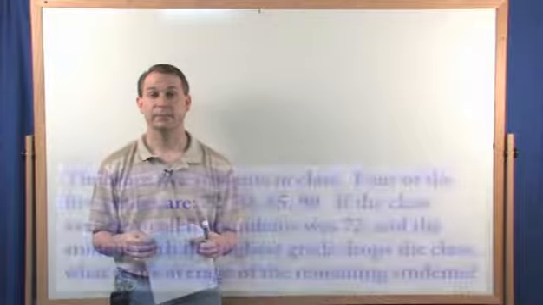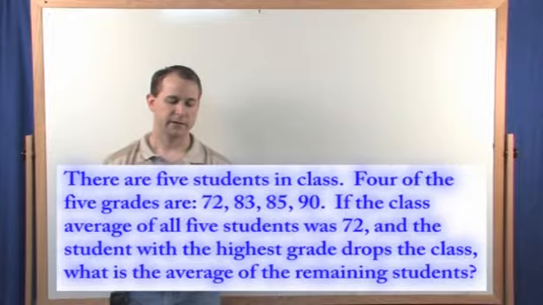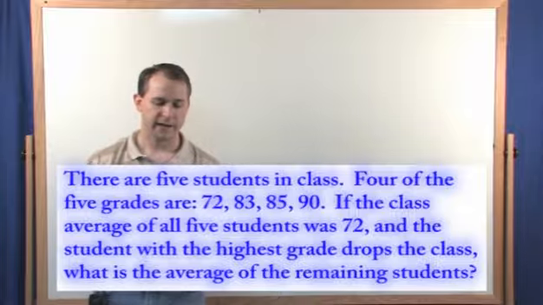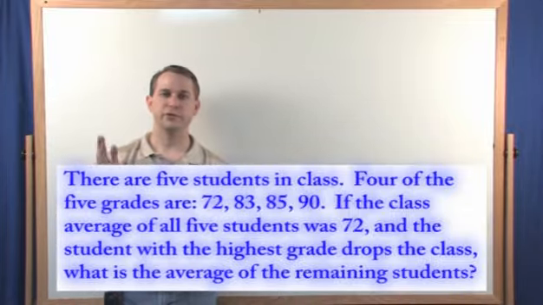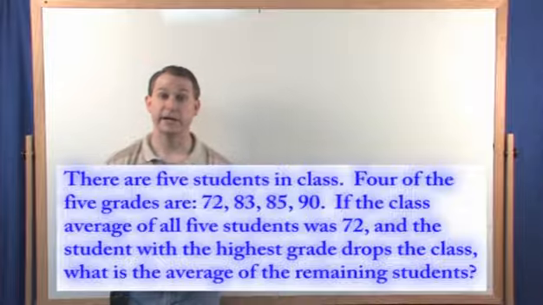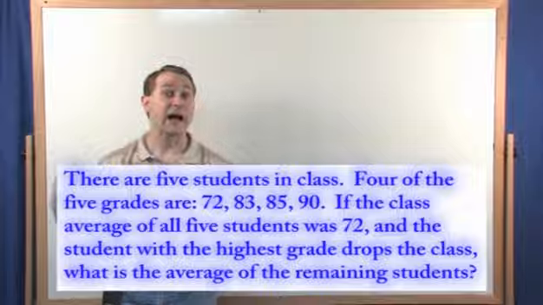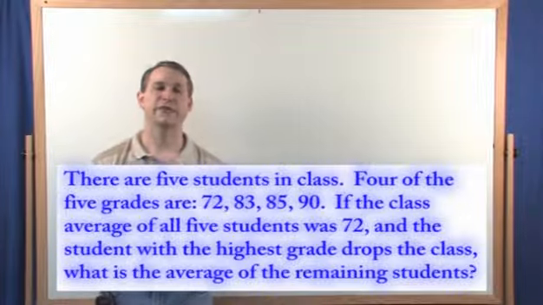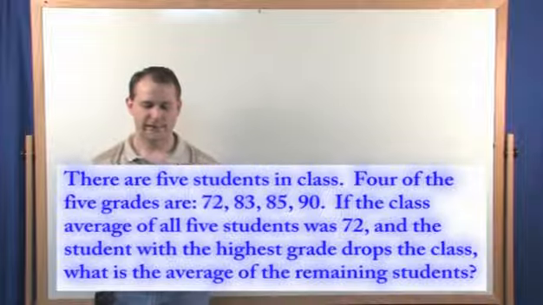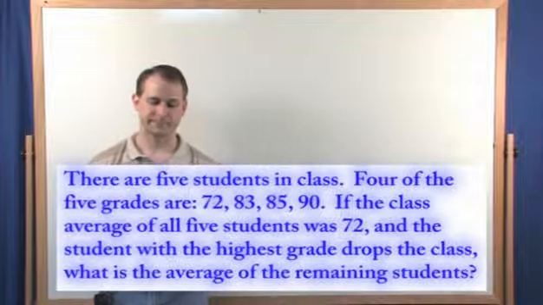Okay, our last problem in this section is going to be as follows. There are 5 students in class, and 4 of the 5 grades in the class are as follows: 72, 83, 85, and 90. If the class average of all 5 students is 72, and the student with the highest grade drops the class, what is the average of the remaining 4 students?